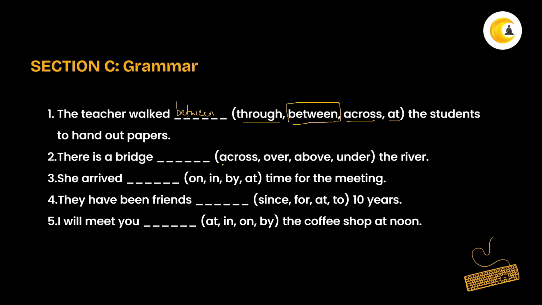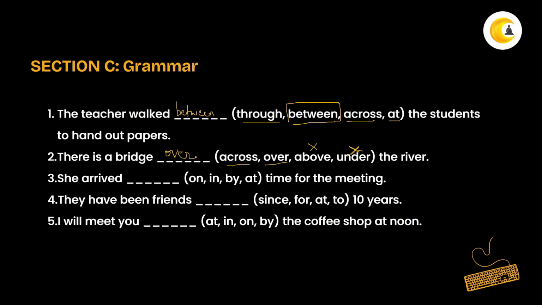There is a bridge dash the river: across the river, over the river, above the river, under the river. There's no bridge under the river, definitely. I mean, there are bridges under the river, but this one is a normal bridge, so we'll not consider those undersea bridges, okay? And they are not bridges also, I guess those are called tunnels. So there is no bridge under the river. It can't be above the river, okay? It will either be across or over. So usually the bridges are over the river, okay?